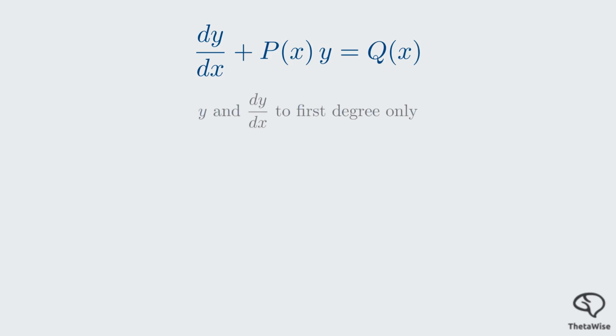Now we reach the main method of this lesson, a linear differential equation of the first order. Its standard form is dy by dx plus p of x times y equals q of x. The dependent variable y and its derivative appear only to the first degree, and they are not multiplied together. The functions p and q depend only on x, or they may be constants.